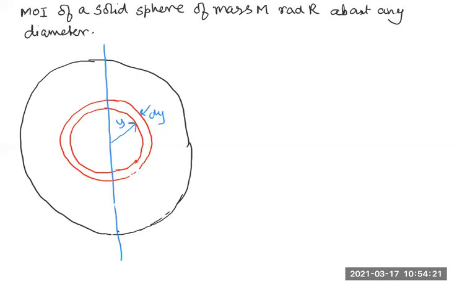And then we write dI, that is the moment of inertia of the element, is equal to... क्या था भाई, hollow sphere का क्या moment of inertia होता है? Remember that a solid sphere is made up of hollow spheres. What is the moment of inertia of a hollow sphere?